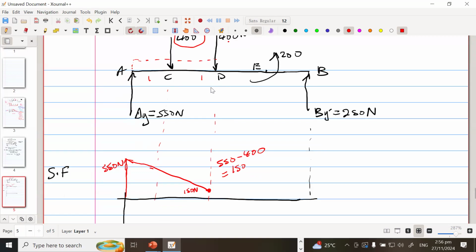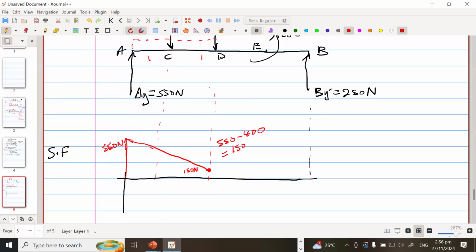So for the first one, this one is right here. It shows you that the value comes down 150. Now for the second one, it's going to be 400 coming down.